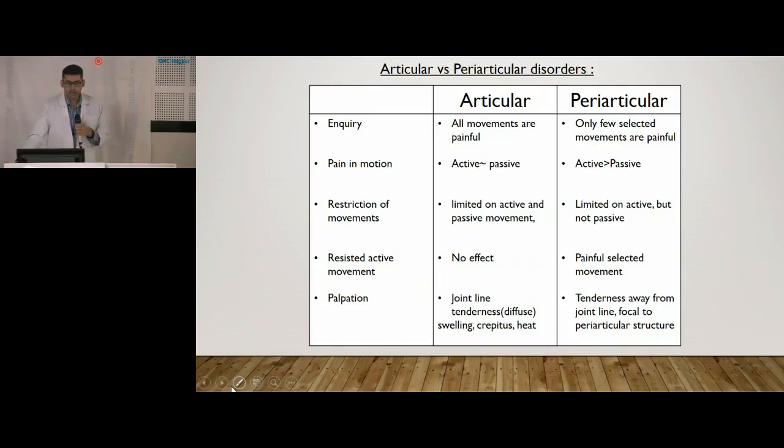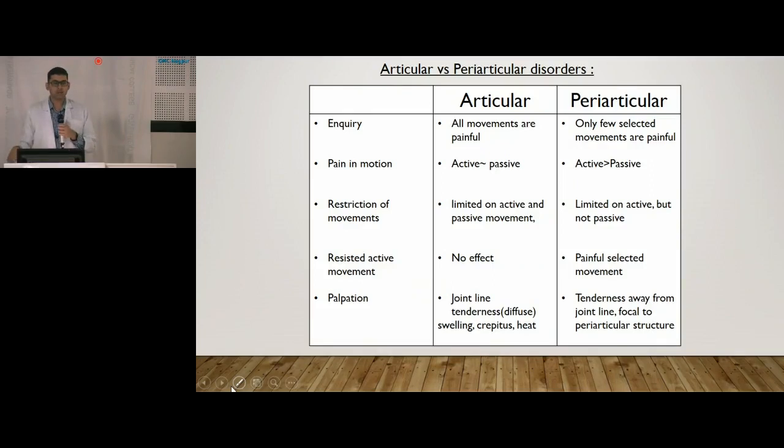Then the second important thing is pain in motion with movement. Whenever there is articular involvement, since the movements are happening in the structures present inside the joint, whatever movement you do, either active or passive, it will produce pain. But definitely pain would be more with active movements than with passive movements.